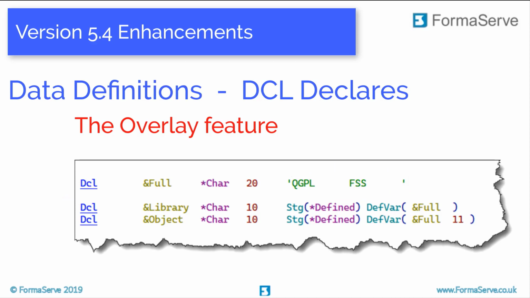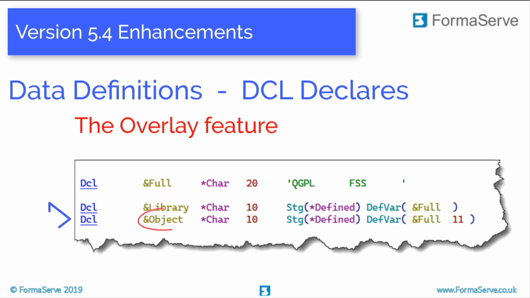The second variable we have there is the library variable. As we can see, it's characters 10 long. It has to be defined with stg as defined because the system takes care of it, and then we've got a defined variable, and we can see there it's actually pointing to the full variable. So we can see that in the line above. So we'll take the first 10 characters from the full variable.